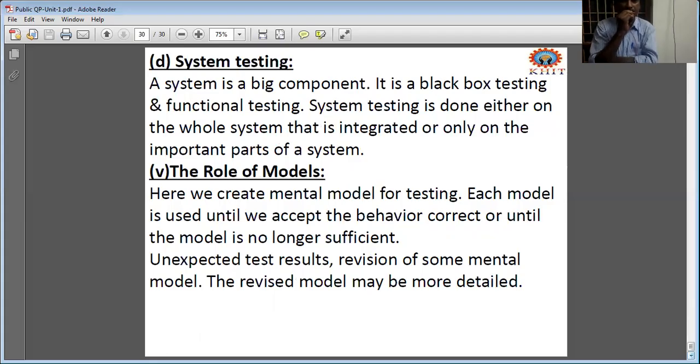The role of models. Here we create a mental model for testing. Each model is used until we accept the behavior as correct or until the model is no longer sufficient. Unexpected test results lead to revision of some mental model. The revised model may be more detailed.